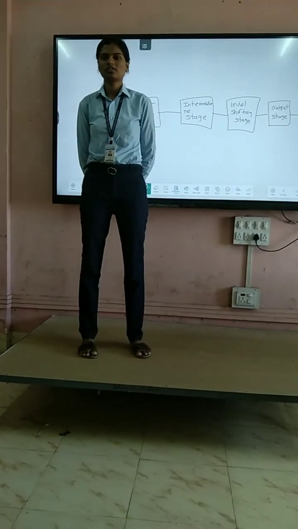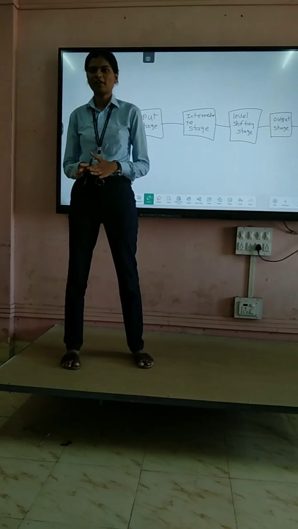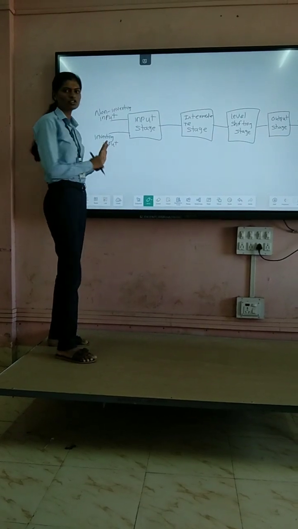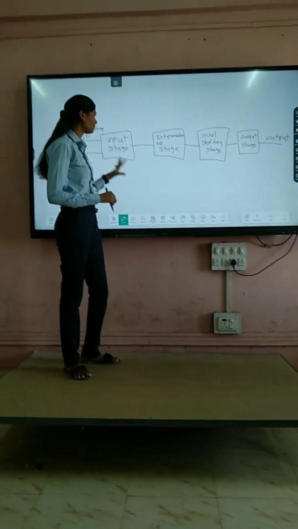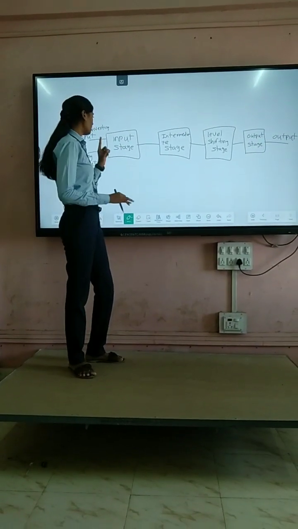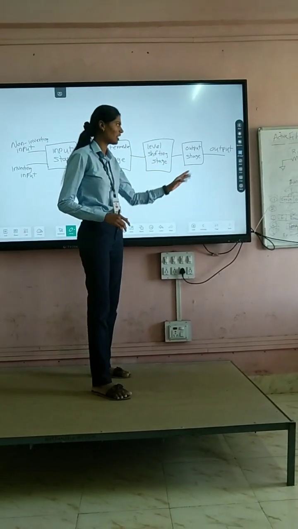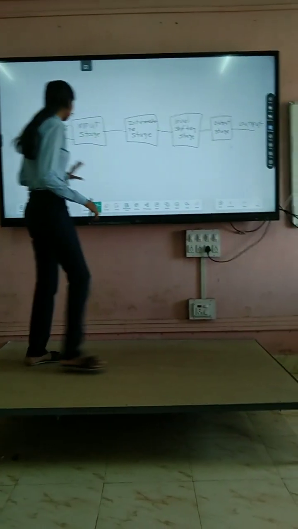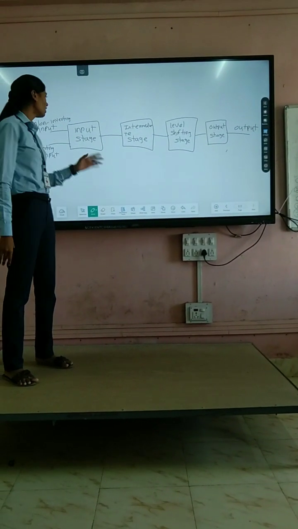Firstly, see the structure of the operational amplifier. There are two inputs, non-inverting and inverting, and four stages: input stage, intermediate stage, level shifting stage, output stage, and then the output. The operational amplifier is a multi-stage amplifier.